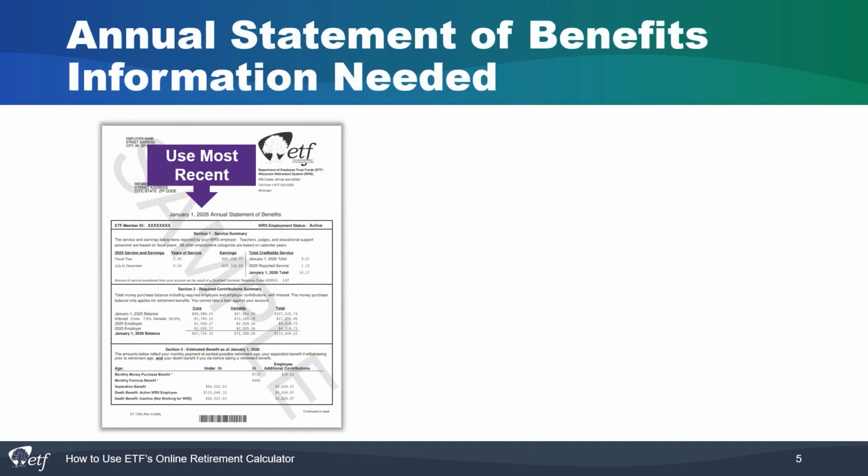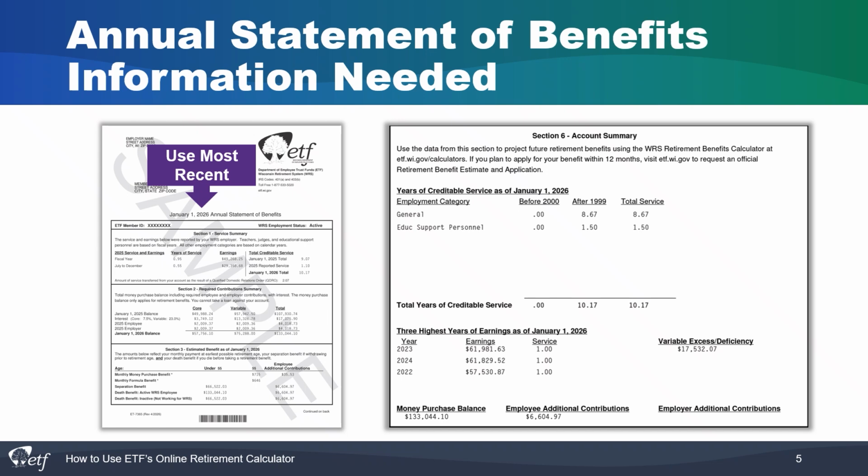Use your most recent annual statement of benefits so that you can get a better estimate of your current retirement benefits. All the information you will need to enter into the calculator is contained in Section 6, Account Summary. The information you will use includes your employment categories and corresponding years of service, your 3 highest years of earnings, a variable excess or deficiency amount if you participated in the variable fund, your money purchase total, and additional contributions if you made any. Some sections may be blank or look different if they do not apply to you.